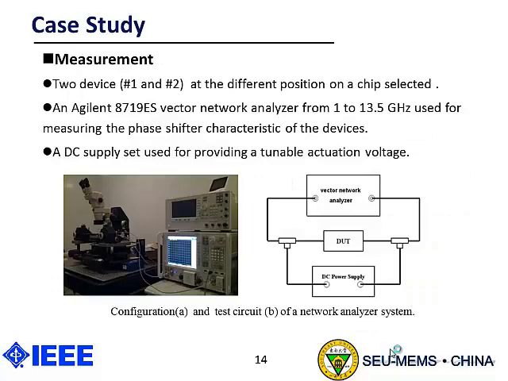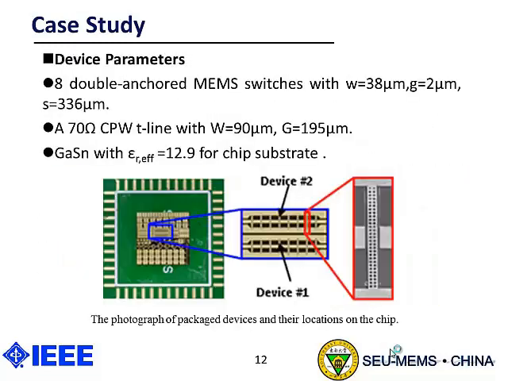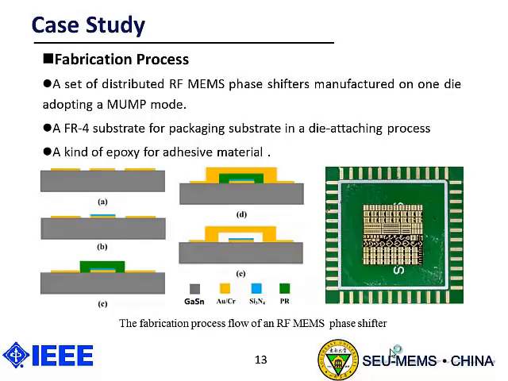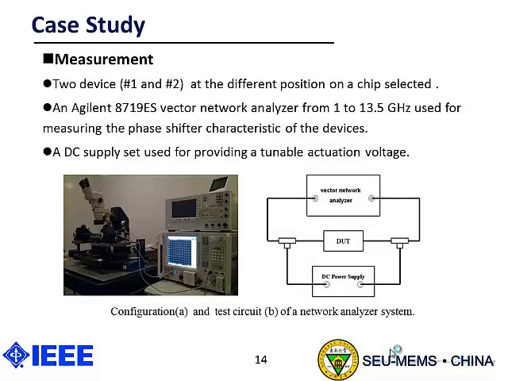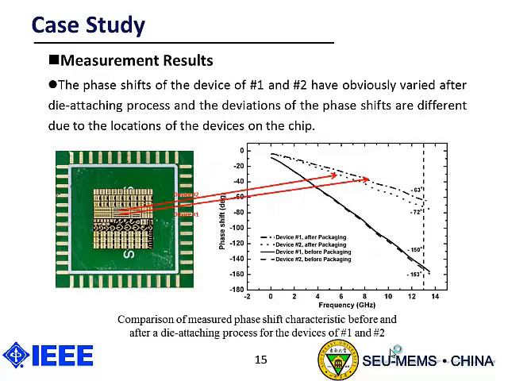Here is the measurement process. Two devices, number 1 and number 2, are selected for measurement. An Agilent vector network analyzer is used for measuring the phase shift characteristic of the devices. A DC supply is used for providing a tunable actuating voltage. Here are some measured results.